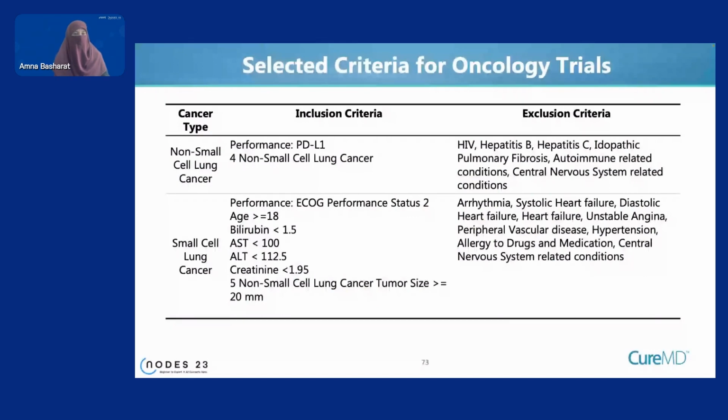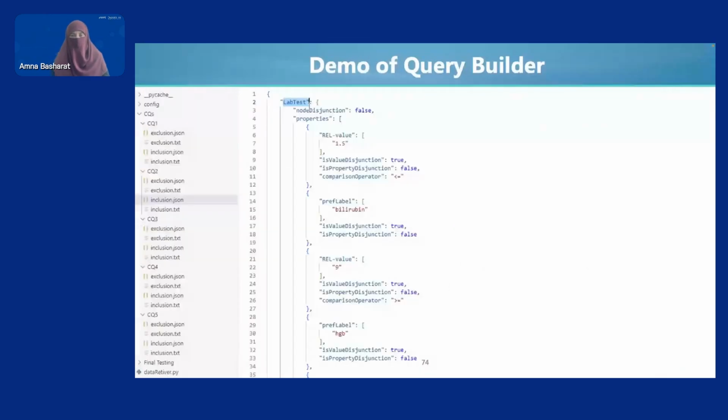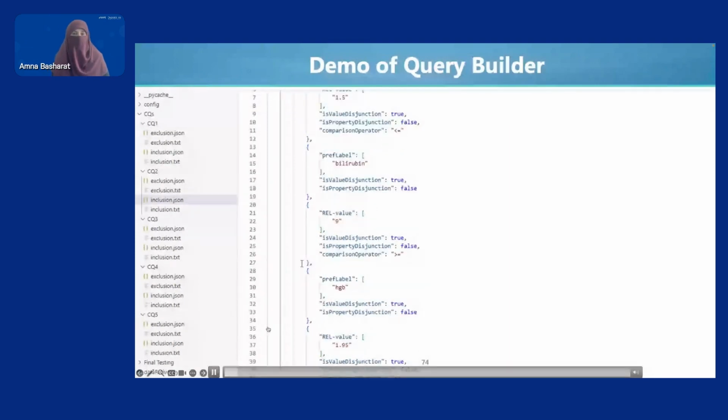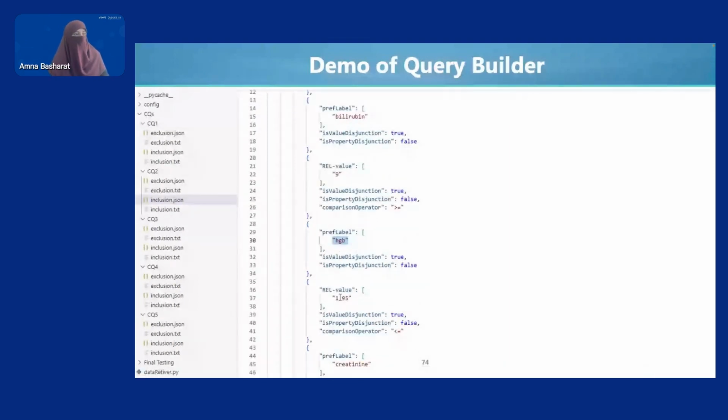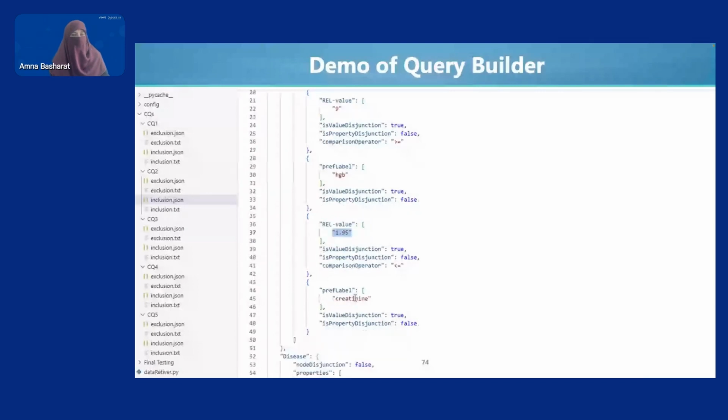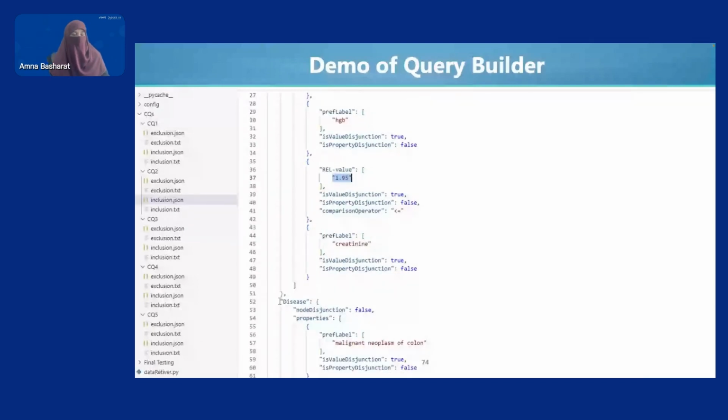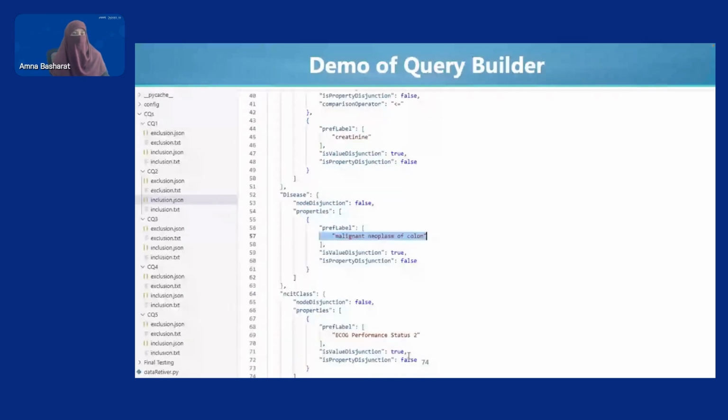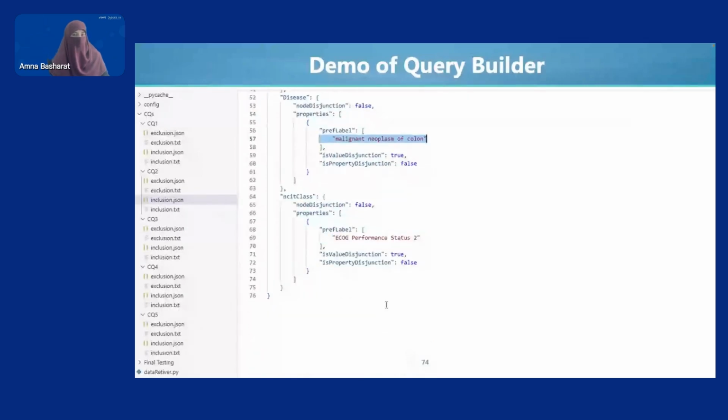As you can see, some of these criteria can be quite complex. It also involves lab results and exclusion criteria, which could be a list of diseases. So I have this short demo here. You can see that this is how the criteria encoding looks like. All of these properties are retrieved from the graph, the node labels and the property labels. The values are encoded in JSON.